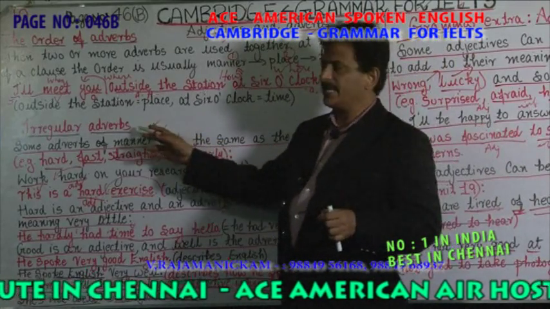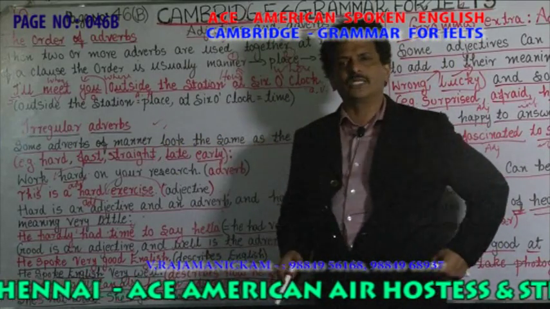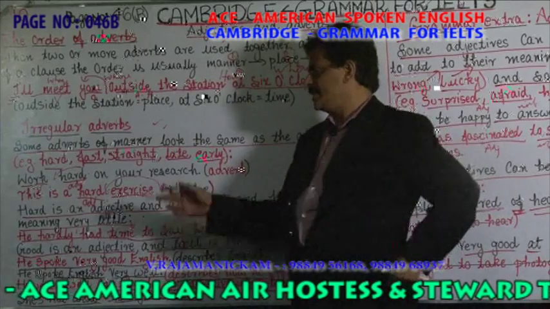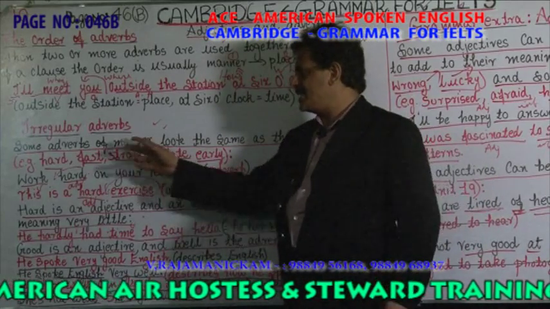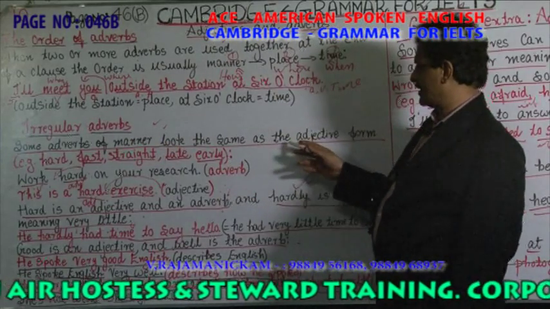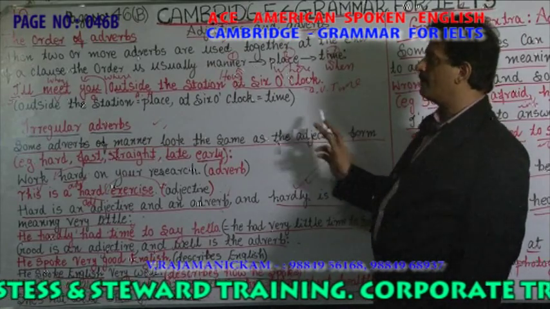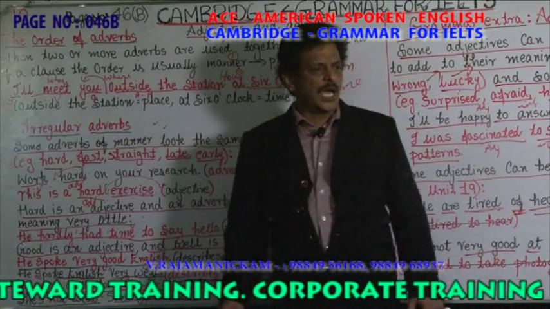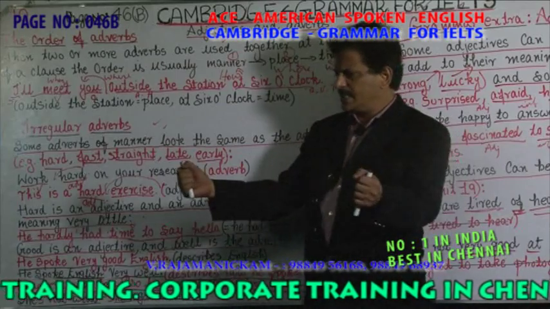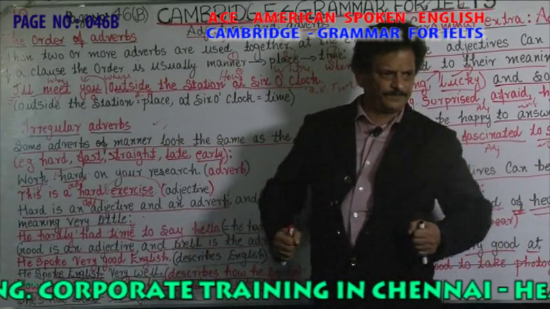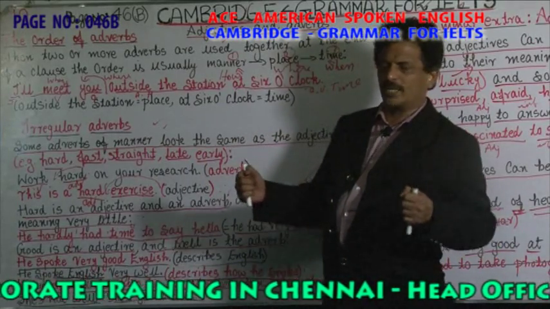Just like that, you have irregular adverbs. Adverbs generally end with -ly, adverb of manner. Here it doesn't end with -ly. See, some adverbs of manner look the same as the adjective form. Hard. I work. How do I work? I work hard. He works. How does he work? He works hard.